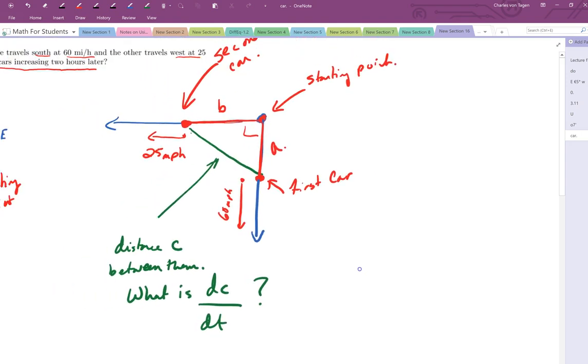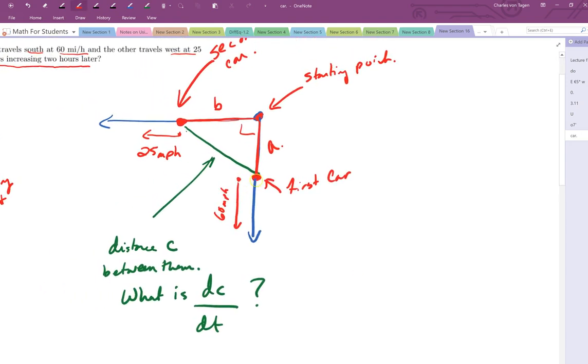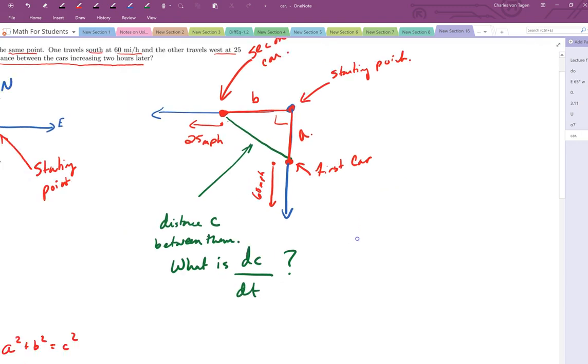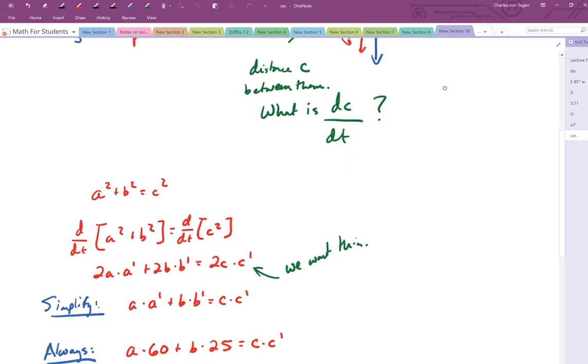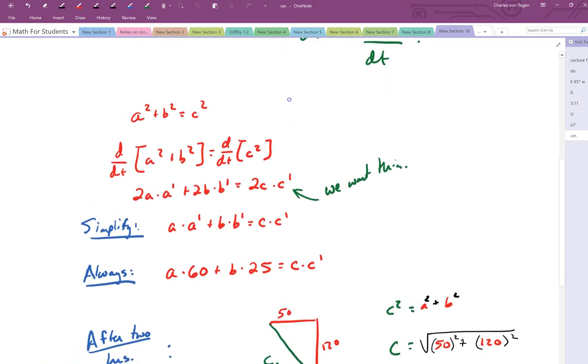So I just went ahead and labeled some of the important information here. For example, car A is heading south at 60 miles per hour. Car B is heading west at 25 miles per hour. Between these two, you have the hypotenuse of this right triangle. So the question really is, what is dC/dt? That is, how quickly is this line's length changing, given what we know about how these other two lines' lengths are changing. So this one required a use of the Pythagorean theorem.